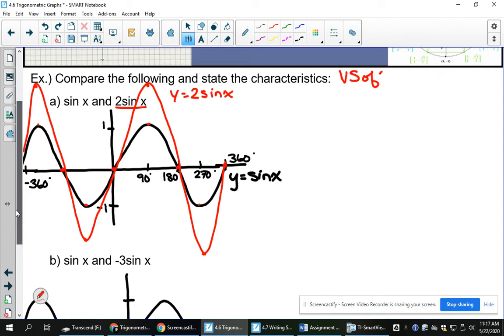Vertical stretch of 2 about the x-axis. That was our proper terminology. That's what we would have said in Unit 1. We can still say it in this unit, but in this unit we can be more specific and we can say that that means the amplitude is 2. From the midline right here to the very top of the red function is 2 units. So the max, the min, the median, the range, and the period are all things that we can find here.